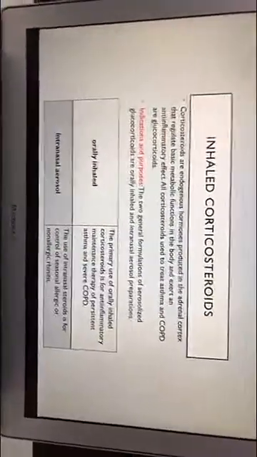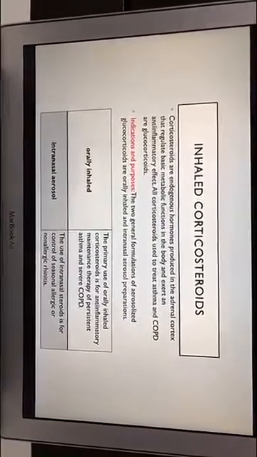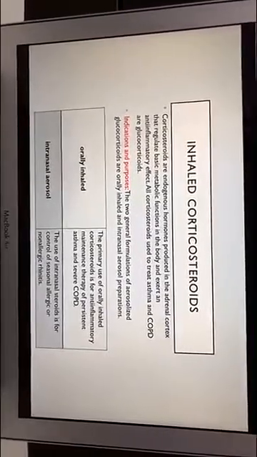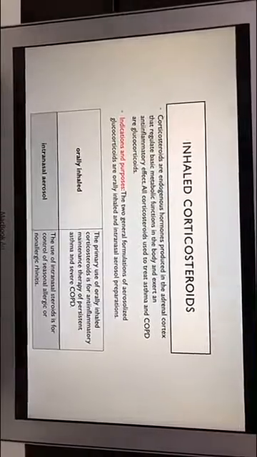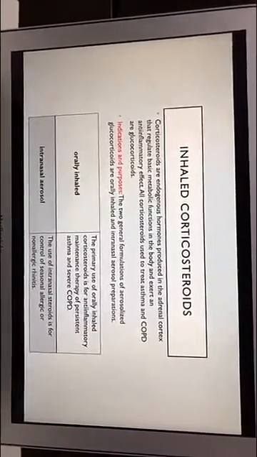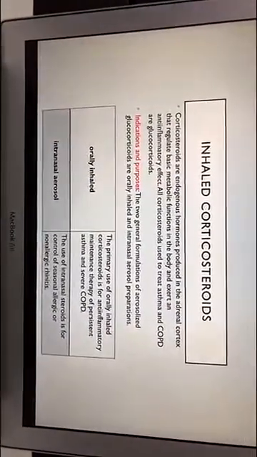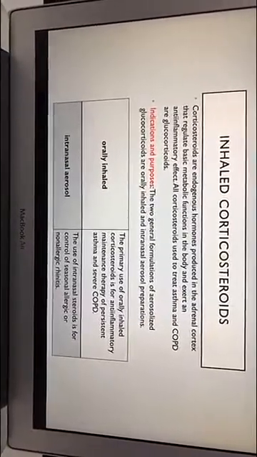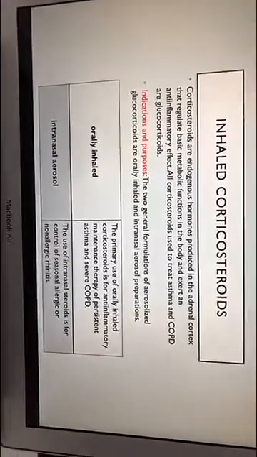Inhaled corticosteroids. They are endogenous hormones produced in the adrenal cortex that regulate basic metabolic functions in the body and exert an anti-inflammatory effect. All corticosteroids are glucocorticosteroids. They are used to treat asthma and COPD. Indications and purposes: two general formulations of aerosolized glucocorticosteroids are orally inhaled and intranasal aerosol preparations.